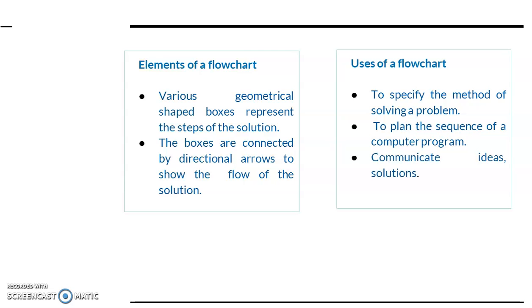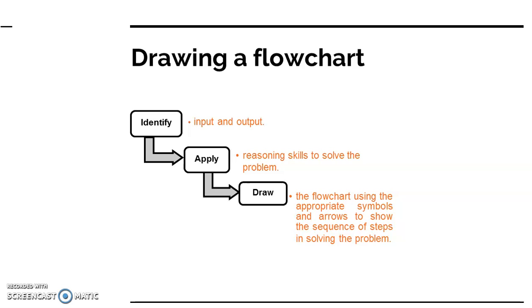communicate ideas and solutions. Now to draw a flowchart, the first thing we need to identify is input and output. Then we apply reasoning skill to solve the problem. Then we draw the flowchart using the appropriate symbols and arrows to show the sequence of steps in solving the problem.